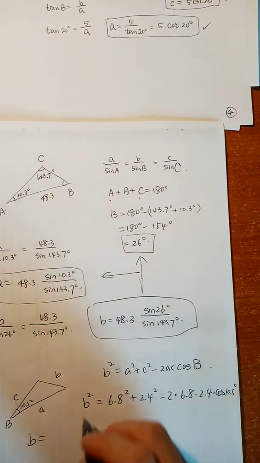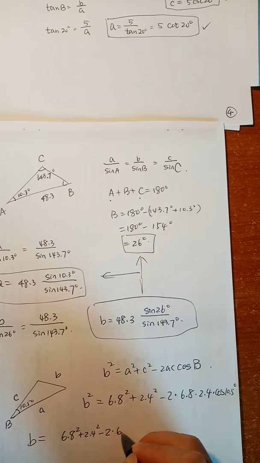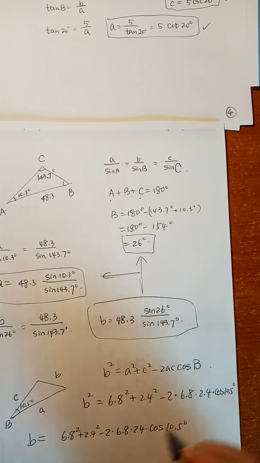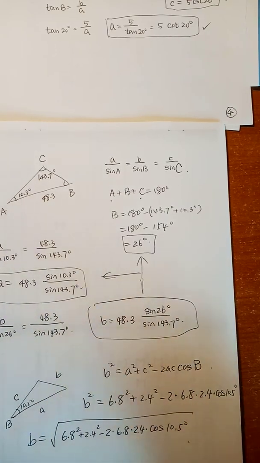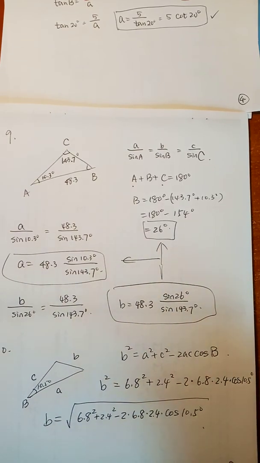So what is b? b is going to be all these terms under a square root. And that's it. Don't compute. Again, don't compute. Don't spend your time on this computation. Never compute 6.8 squared. It does not help.